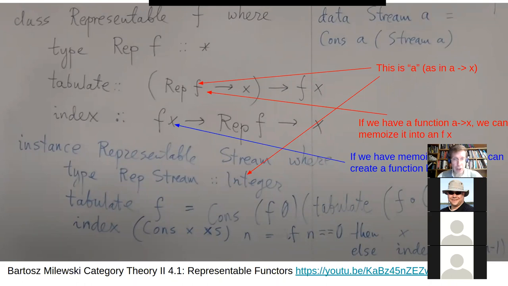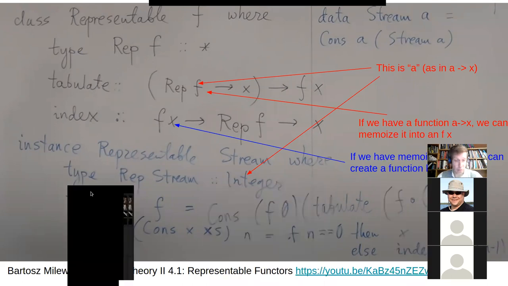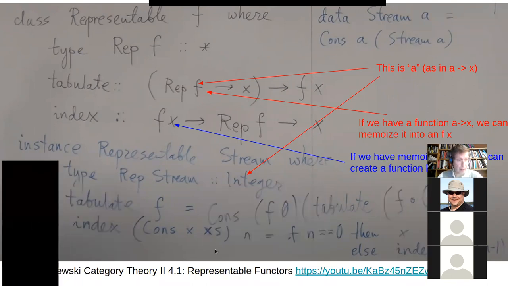Bartosz has nice coverage of this. I didn't require or ask you to review this part, but it's a bit later in that same video. Basically, what he shows in a very nice way in his representable functors talk is that certain data structures are representable, and they're associated with an A. Here's the A, Rep F here. It's a type, not some higher kind. You could think of this as like int or integer down here.